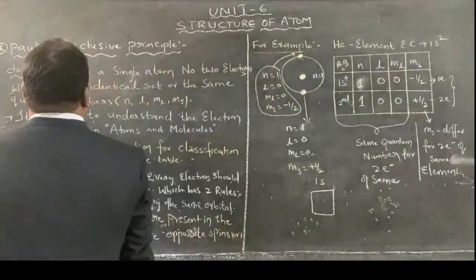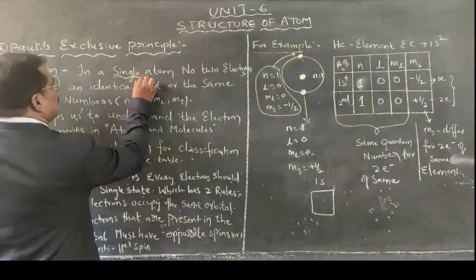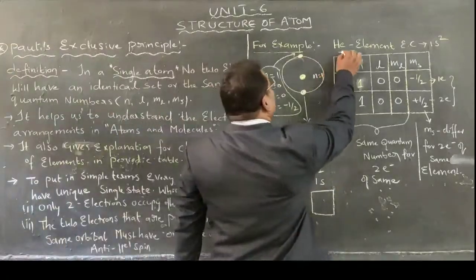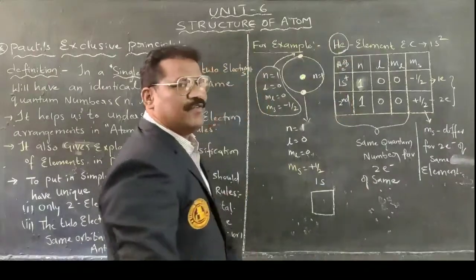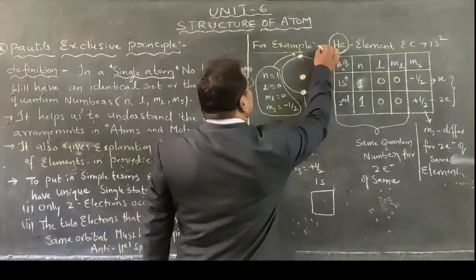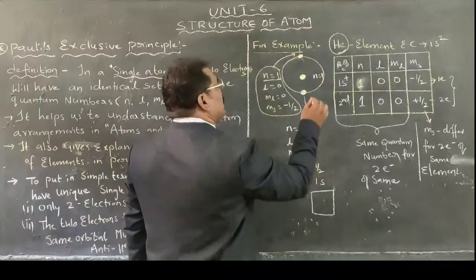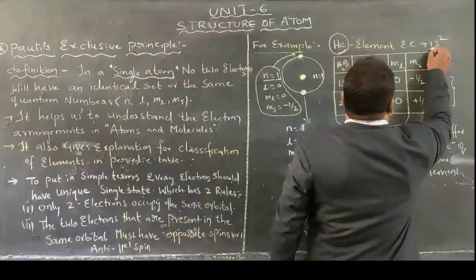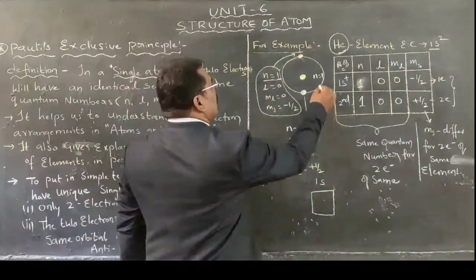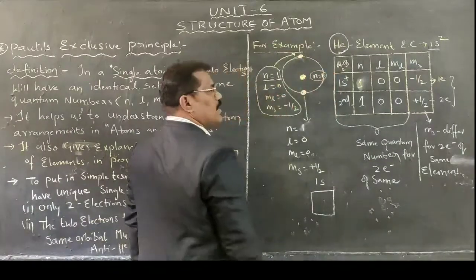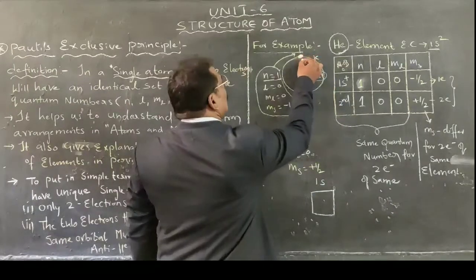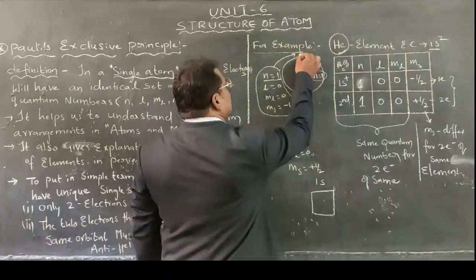It can be defined as: in a single atom. If I am taking an atom, for example, helium as an element, it means what? N is equal to 1. First shell, 1s. Its electronic configuration is 1s2, in which 2 electrons are there. Therefore, it can be represented as N is equal to 1, the first shell, that is K shell. In that K shell, 2 electrons are existing.